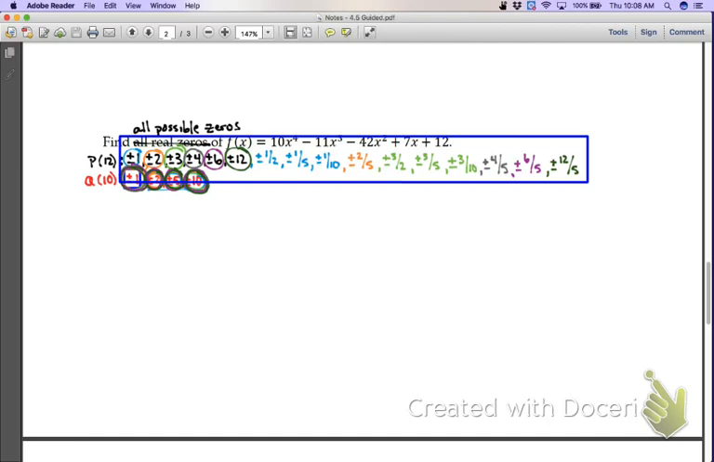Now, tomorrow, when we get into it, we'll actually use the list, but right now you're just trying to find the possibilities. Okay? Some lists are longer than others. Some are really short. Some are really long, like this one here.